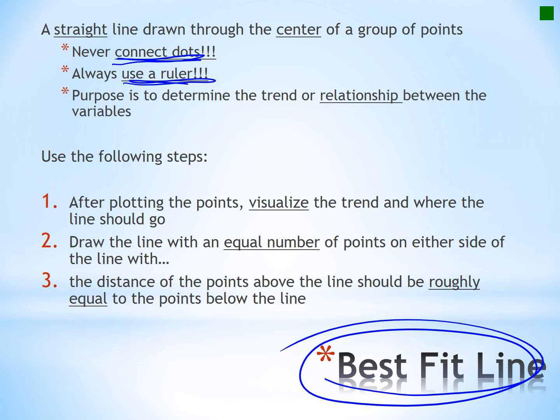Okay, so what you want to do is, after plotting all the points, you want to visualize the trend and where the line should go. And then you want to draw the line with an equal number of points on both sides. And then you want to get it roughly equal.